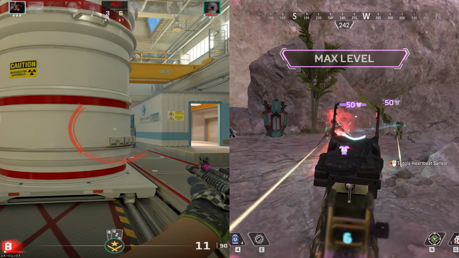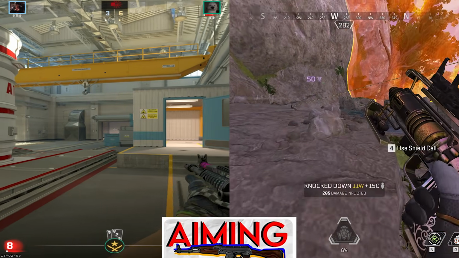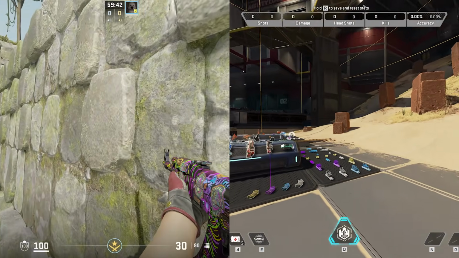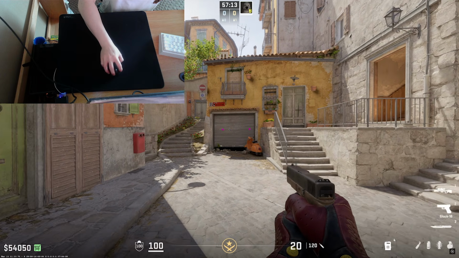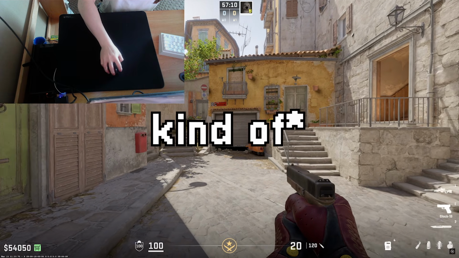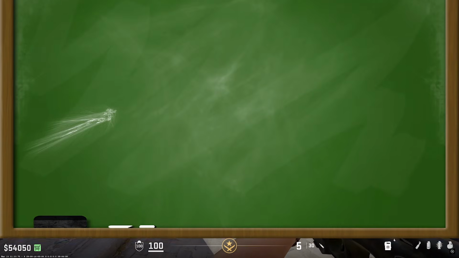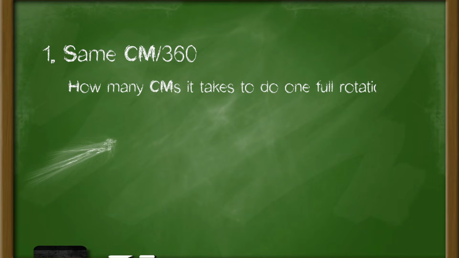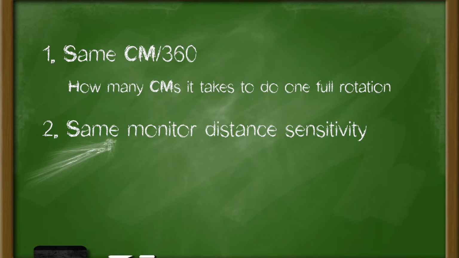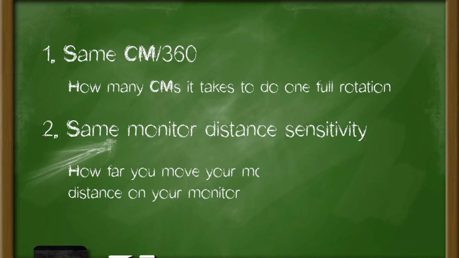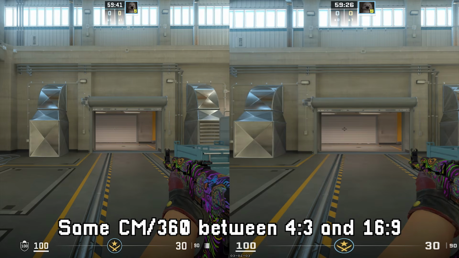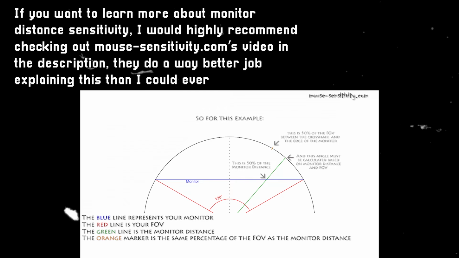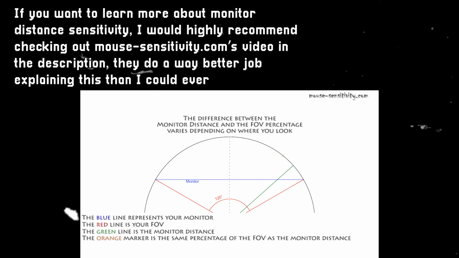However, it's no secret that Counter-Strike players tend to be a bit obsessive over their aim and their mechanics, and that leads to the desire for standardization across games, such as having the same sensitivities for all games. But sensitivity is not just dependent on your mouse movements. Kind of. There are two main ways to have the same sensitivity between games, which is having the same centimeters per 360, or how many centimeters you have to move your mouse to make a full rotation, or having the same monitor distance sensitivity, or how far you have to flick your mouse to move a certain distance on your screen. While centimeters per 360 is a pure definition and quantification of sensitivity, monitor distance sensitivity accounts for FOV, which changes from stretched to native resolutions.